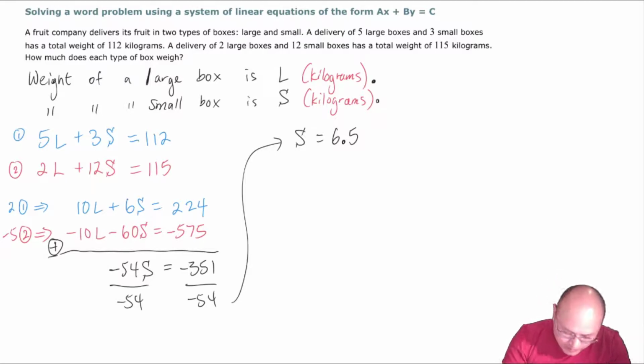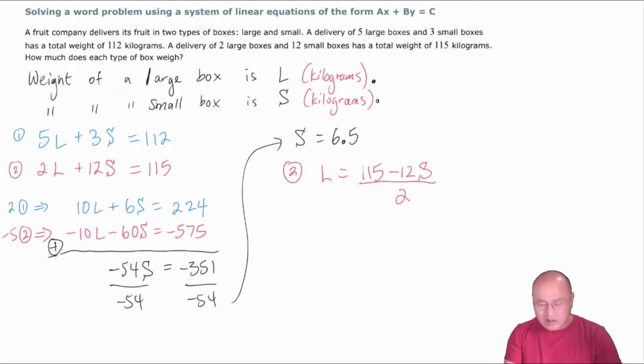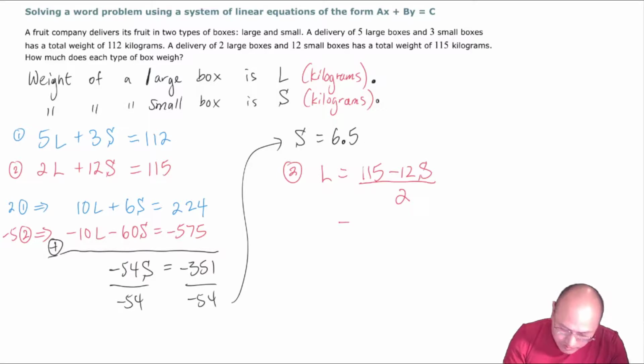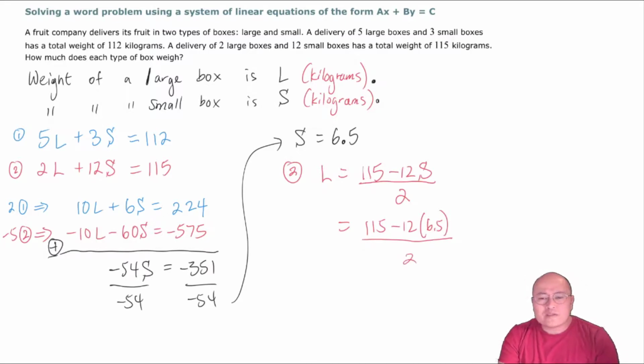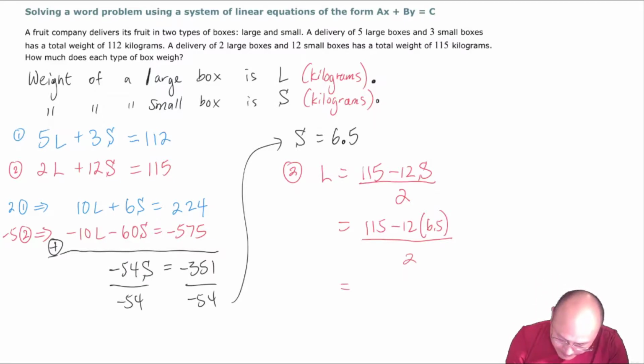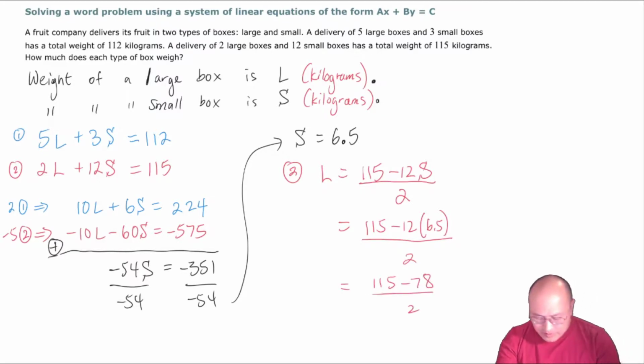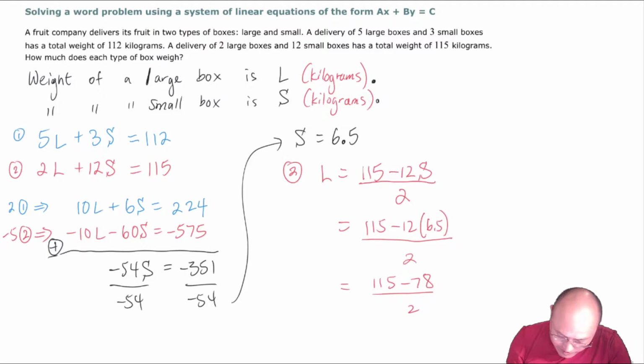Let's use equation 2. If you look at equation 2, and you could solve for L, L is going to be 115 minus 12S, all divided by 2. And we know that S is 6.5 kilograms. So if you plug that in, 115 minus 12 times 6.5, divided by 2. 12 times 6 is 72, and then 12 halves is 6, so that's 78. 115 minus 78, divided by 2, and what's 115 minus 78? We get 37. So 37 divided by 2.